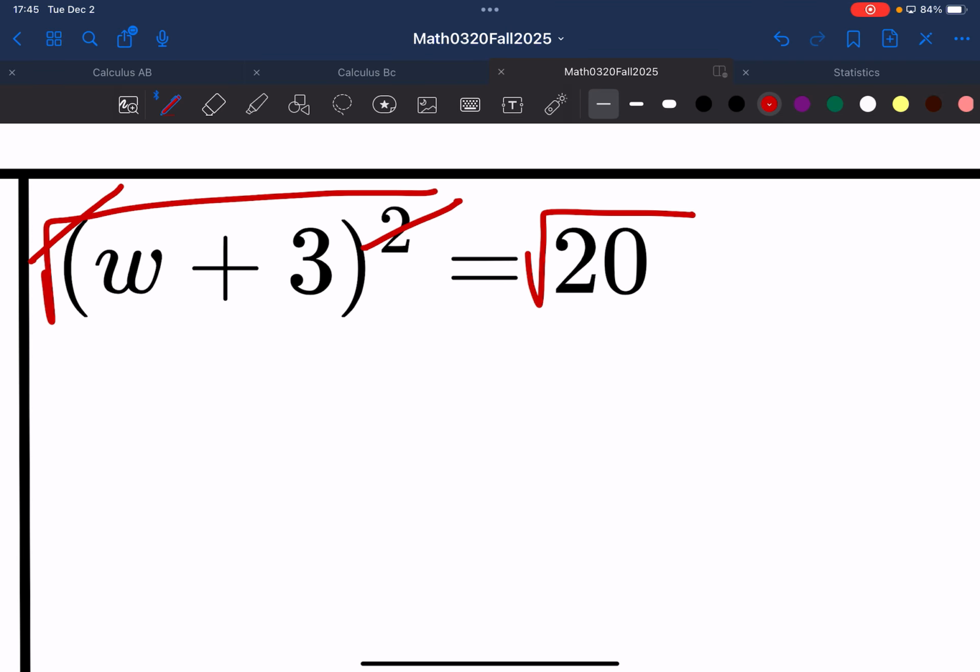If you were to write it twice, w plus 3 times w plus 3 in FOIL, you would end up factoring and end up getting the same answer. This is just a shorter way to do it. So then I have w plus 3 is equal to the square root of 20. Or I'm actually missing something in front of that square root of 20. What am I missing? Plus or minus. It's always plus or minus.